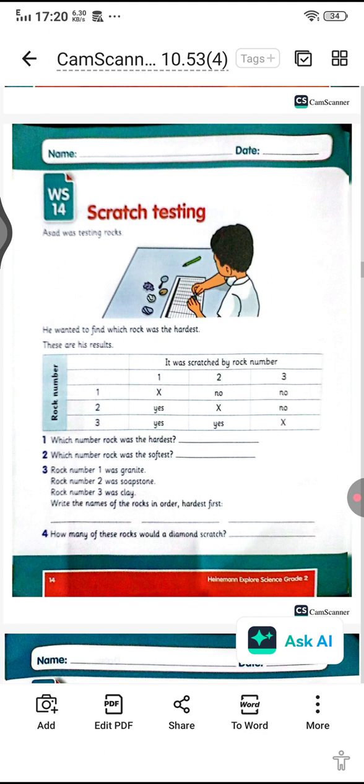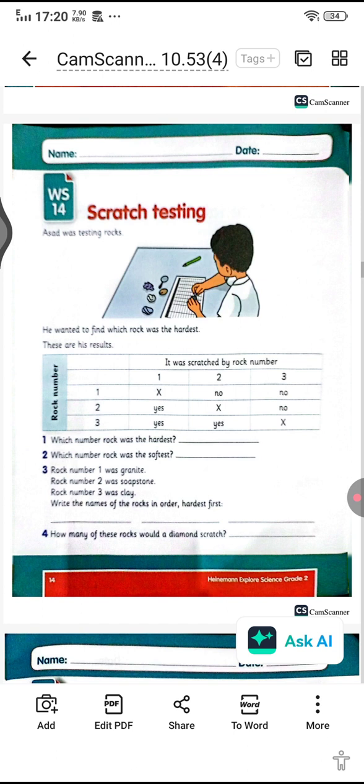For rock number 1, he put a cross on observation 1, and yes for 2. It is not very hard, but it is hard. And number 2 is no, a cross, and then yes. It is not very hard, but it is a little bit hard. And next he put observation number 3 for rock 3, no, and put a cross.